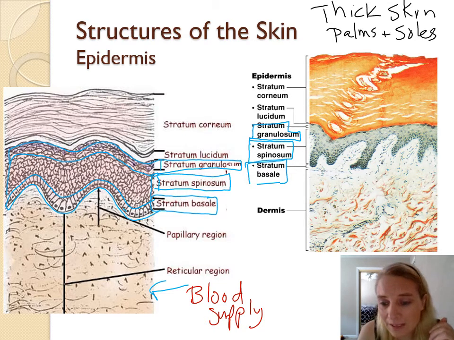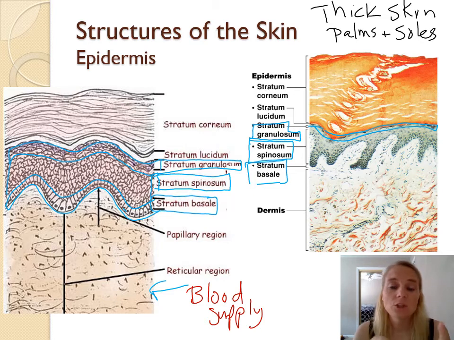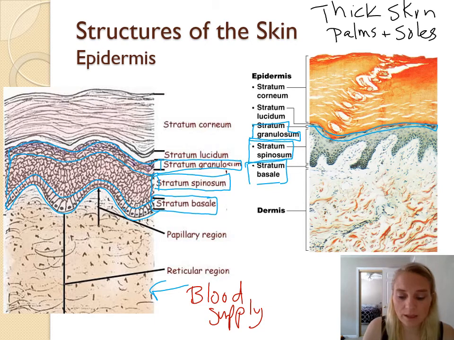So you can kind of see that right here in the micrograph. I'm going to highlight, see how there's kind of dark greeny cells? That's going to be your stratum granulosum. So they're pretty easy to see in a micrograph because they're darkly stained. Okay, so these first three layers are found in all skin, thick and thin skin. It is the next one that I'll highlight with a different color.